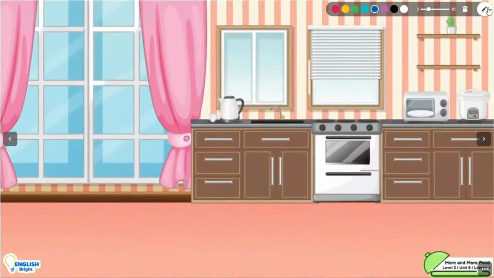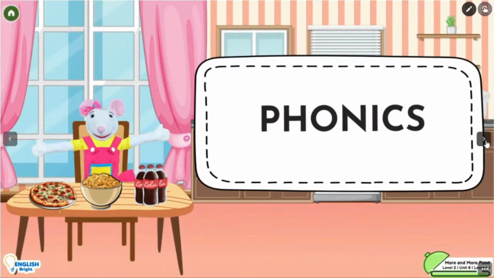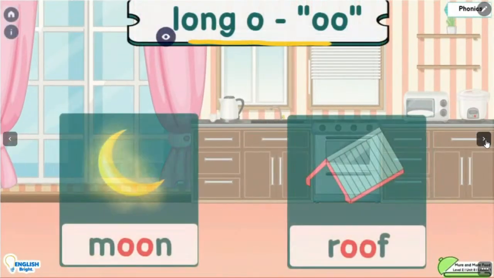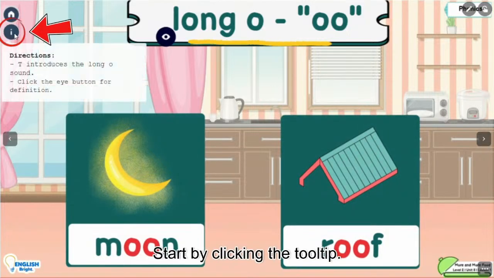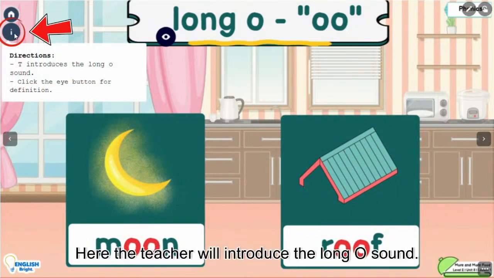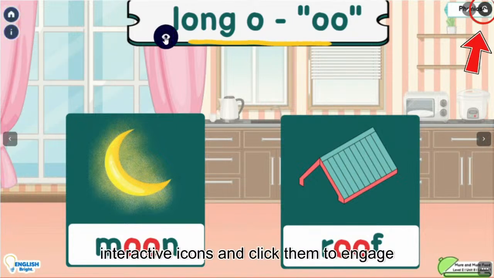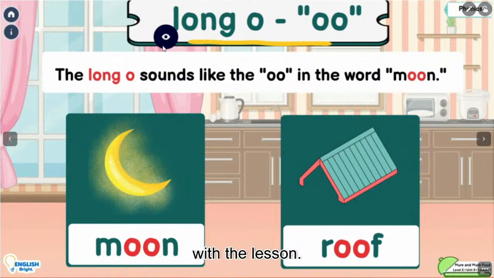Proceeding to phonics. Start by clicking the tooltip. Here the teacher will introduce the long O sound. Use the hand button to identify the interactive icons and click them to engage with the lesson.